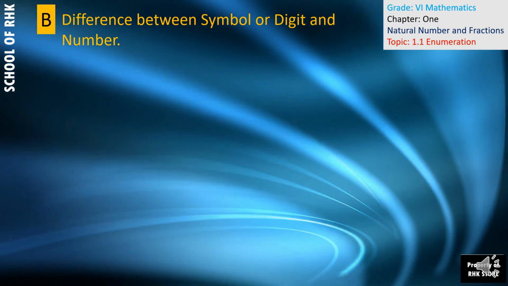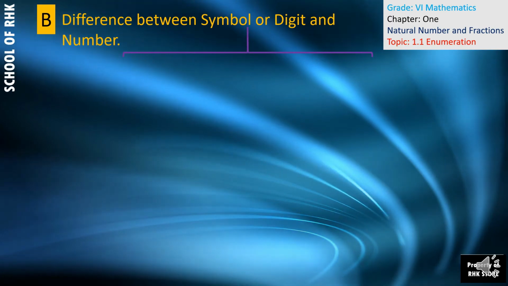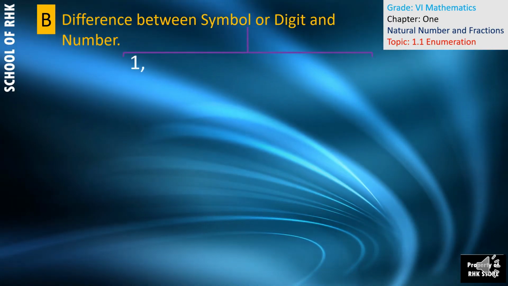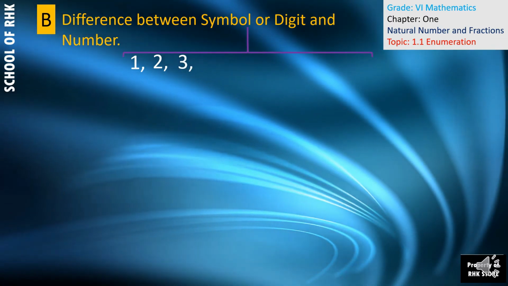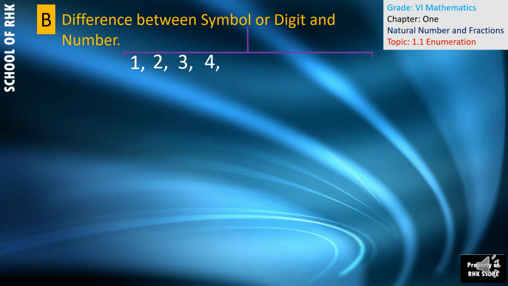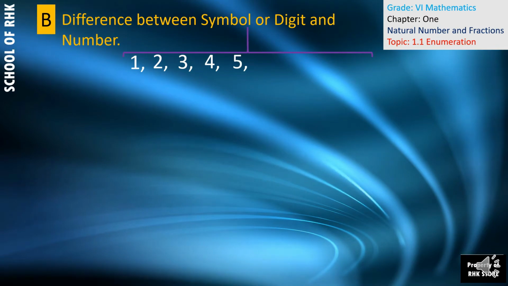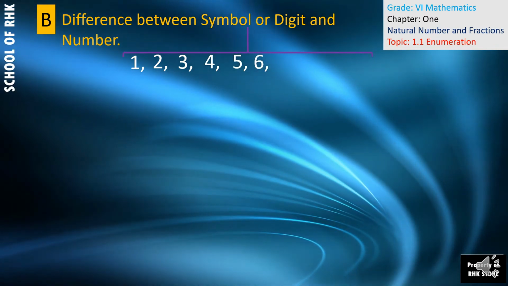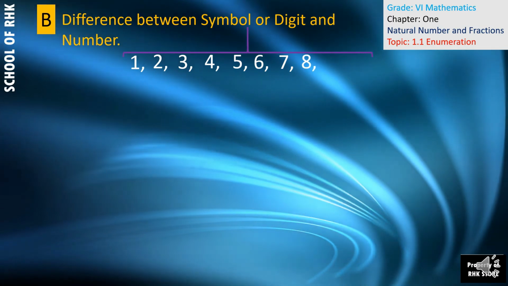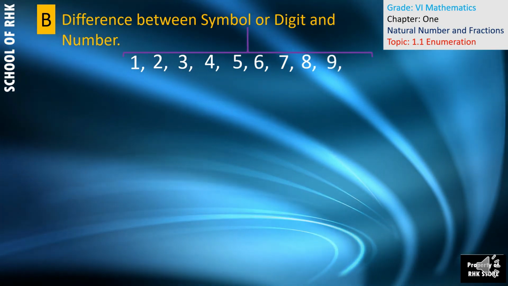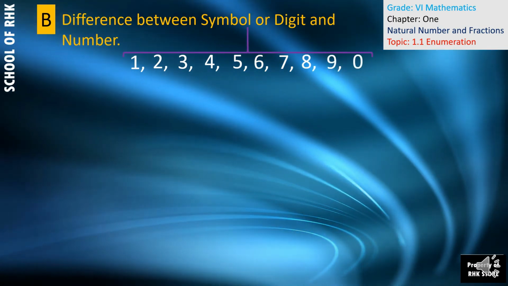We already know that 1, 2, 3, 4, 5, 6, 7, 8, 9 and 0 are arithmetic symbols or digits.